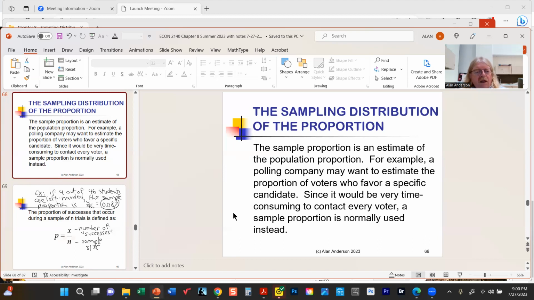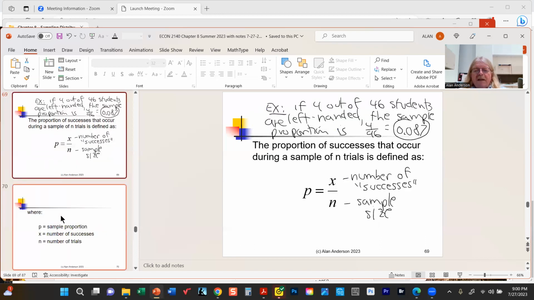Okay. Well, now we're going to define the sample proportion p as x over n, where x is the number of successes in a series of n trials. So if, for example, you were told that in a class of 46 students, 4 of them are left-handed, 4 of 46 is 0.087. That is our sample proportion of lefties.